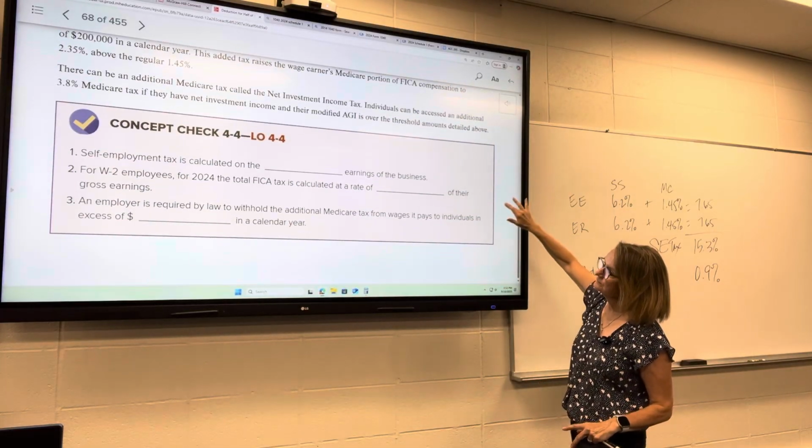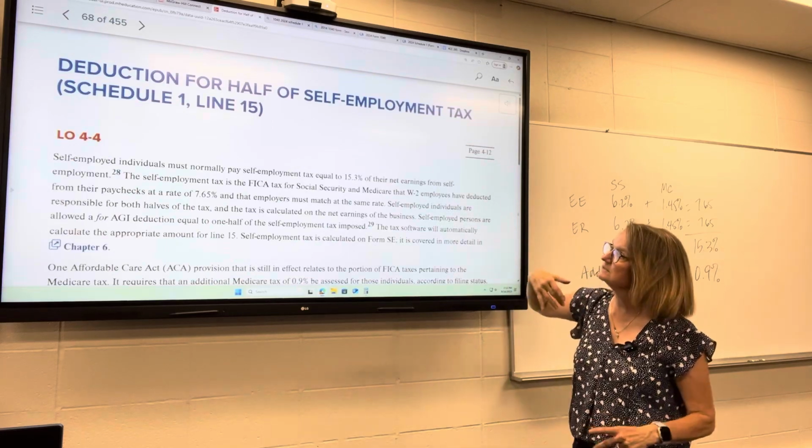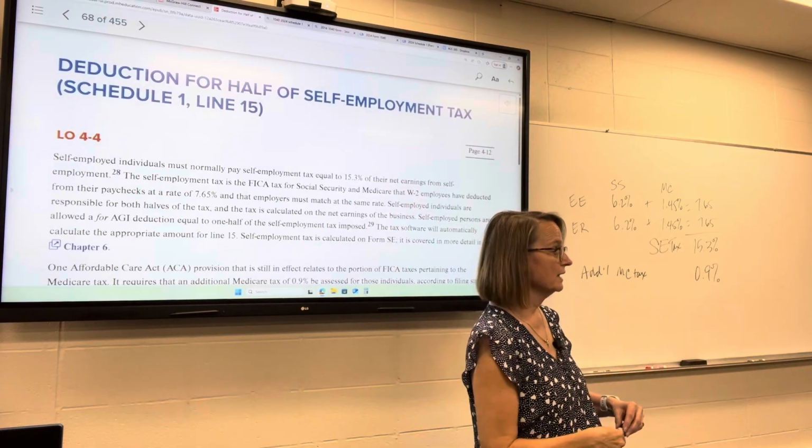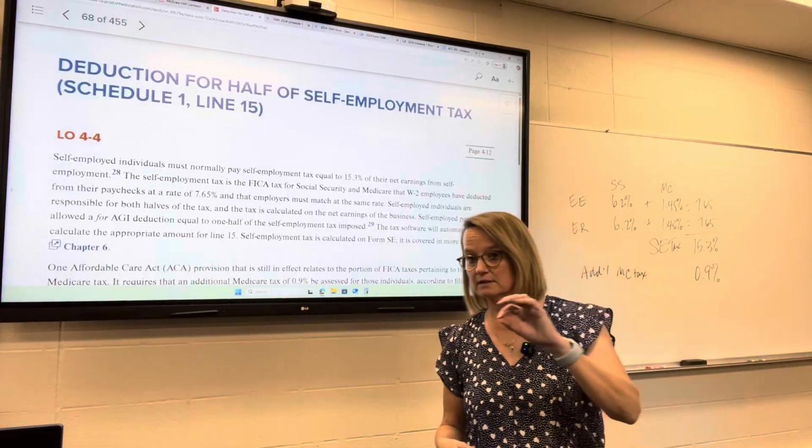So that's the deduction for self-employment tax. Questions?